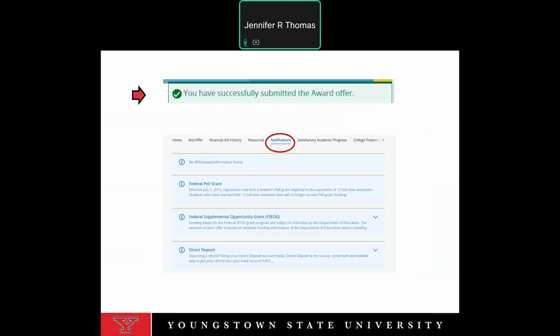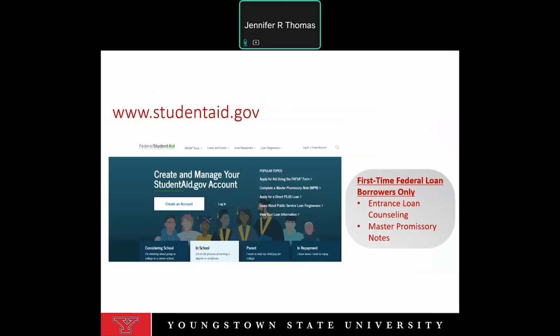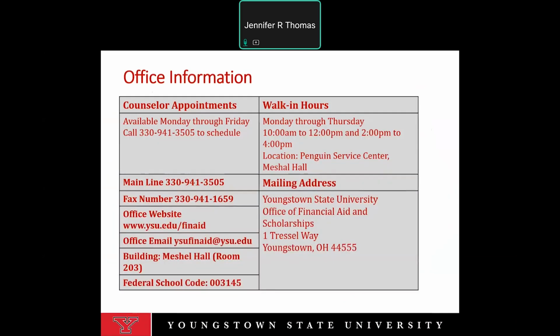Any messages or additional requirements relevant to your personal aid offer can be found under the Notifications tab. If you are a first-time federal loan borrower, you are required to complete entrance loan counseling and sign a master promissory note. These requirements can be completed online by logging into www.studentaid.gov. Please feel free to contact the Office of Financial Aid and Scholarships for any further questions and assistance.